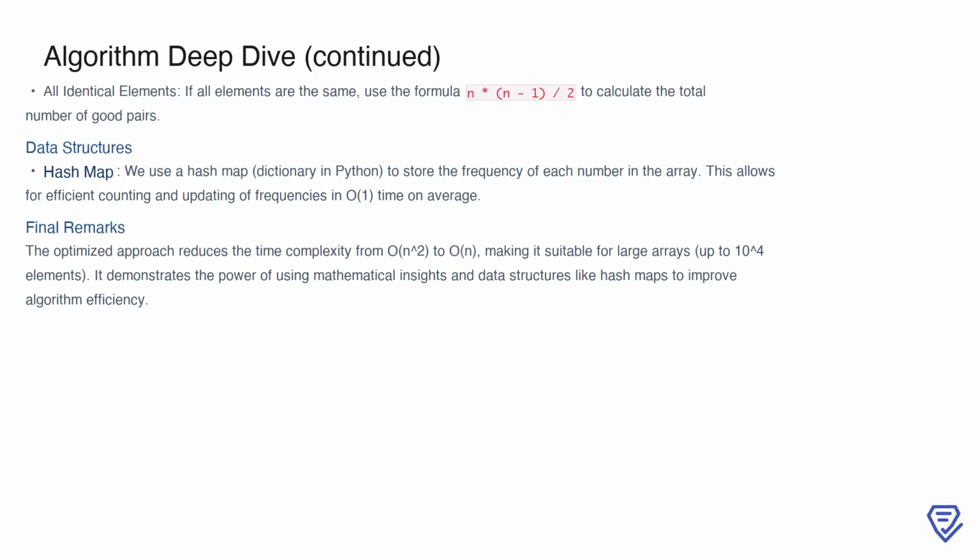The hash map is a powerful data structure that makes this optimization possible. By storing the frequency of each number, we can efficiently count and update the number of good pairs as we process the array. Overall, the optimized approach reduces the time complexity from O(n²) to O(n), making it suitable for large arrays with up to 10,000 elements. It demonstrates how combining mathematical insights with efficient data structures can significantly enhance algorithm performance, turning an otherwise impractical solution into one that is both efficient and scalable.